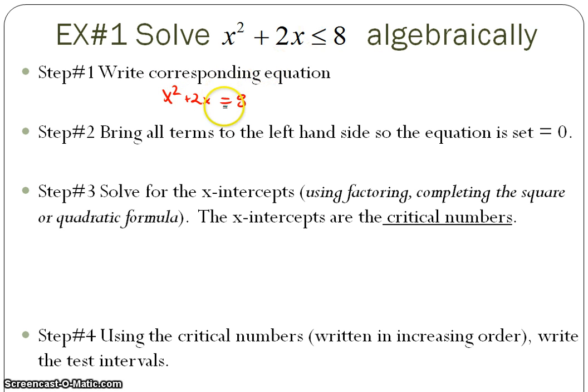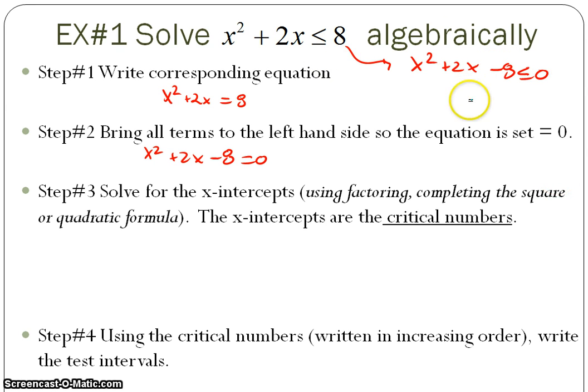We're just going to replace the inequality with an equation, and we're going to set it equal to 0 in step 2. So we're going to subtract 8 from the other side. So you have x squared plus 2x minus 8 equals 0. Equivalently, we could solve the inequality x squared plus 2x minus 8 is less than or equal to 0. Those are equivalent inequalities. So essentially what we want to know is when this parabola is less than or equal to 0.